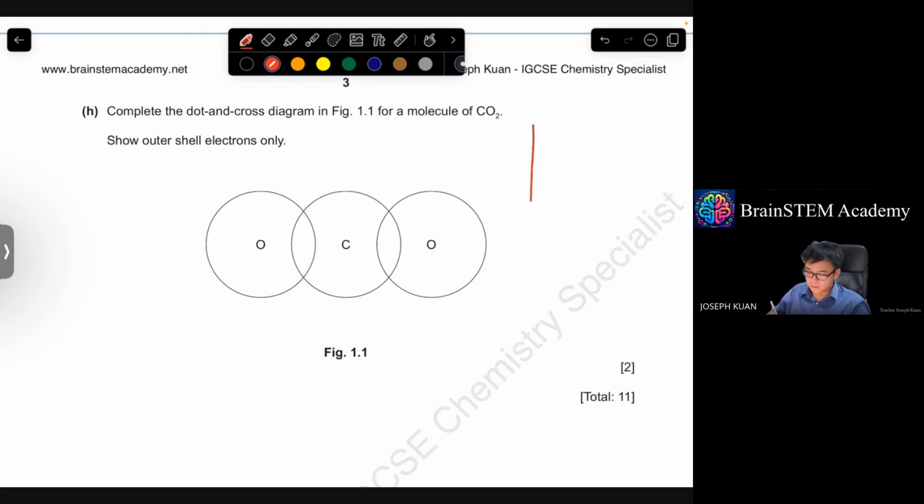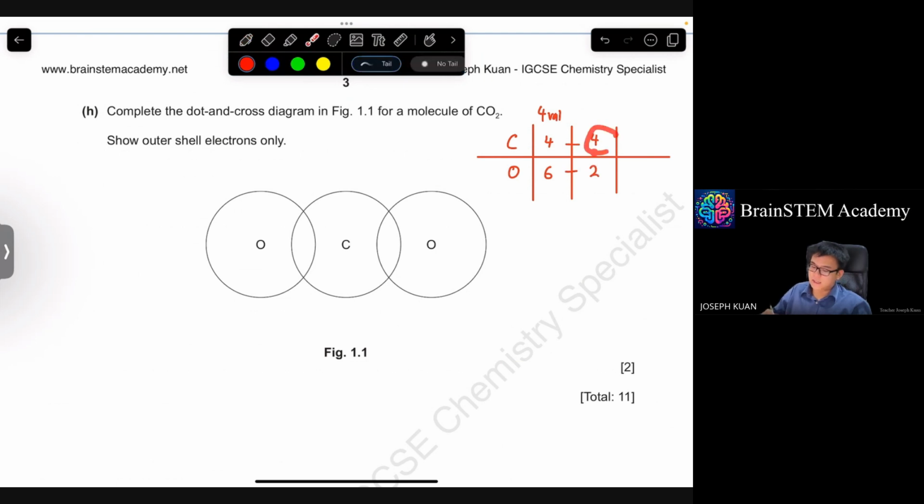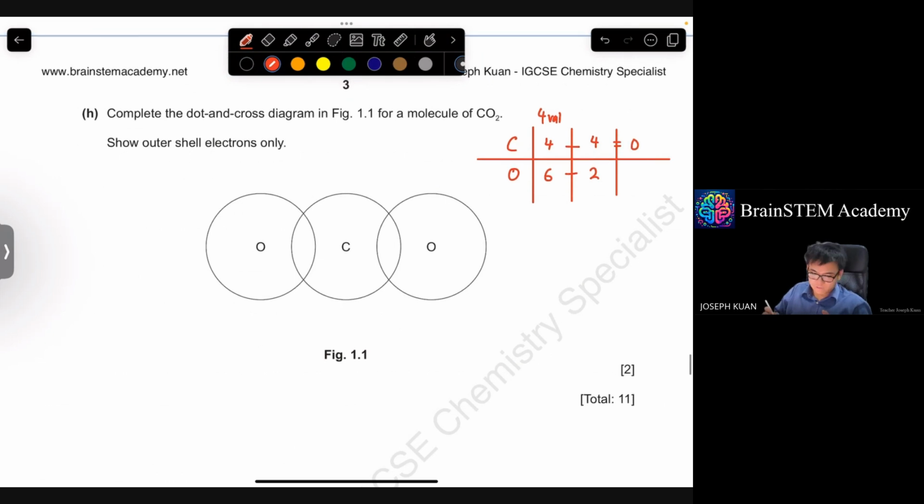Show the outer shell electrons only. Very simple. You have carbon and oxygen. Carbon is located in group 4, which means that it has 4 valence electrons. Oxygen is found in group 6, so it has 6 valence electrons. So to achieve stability, carbon needs 4 electrons, and then oxygen needs 2. At the same time, because they're sharing, it has to be a fair relationship. Carbon has to share 4, so there are no more electrons left after bonding. Oxygen has 4 more electrons left after bonding.